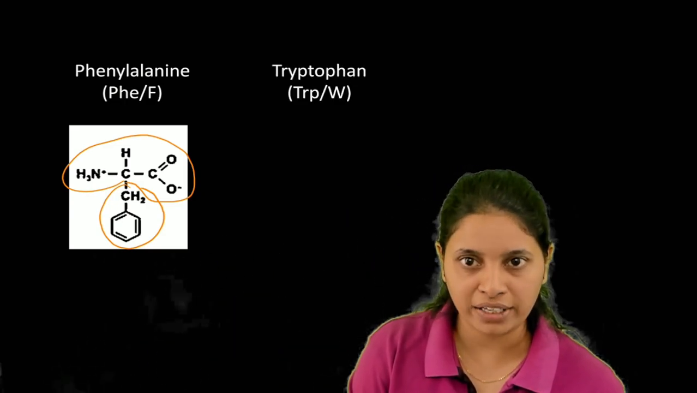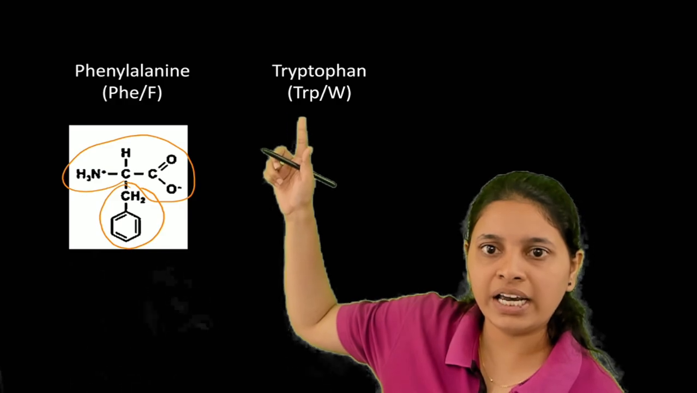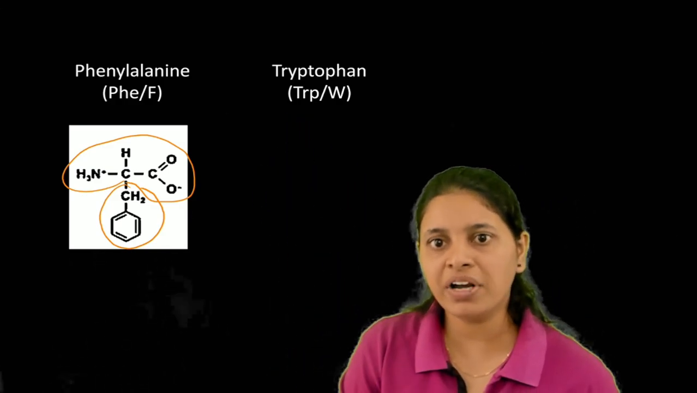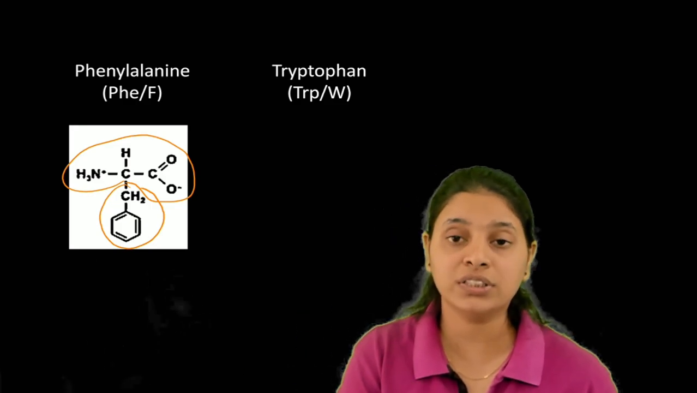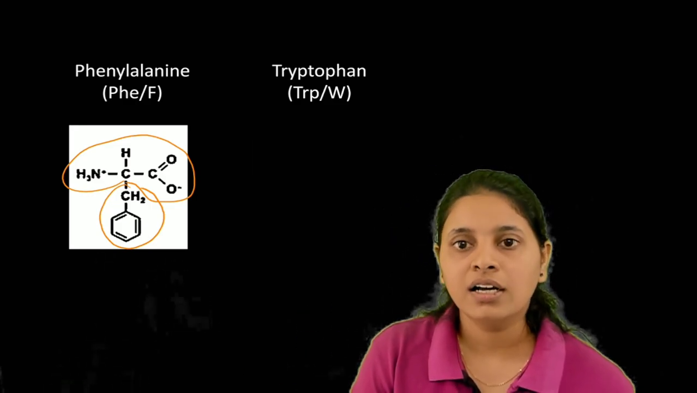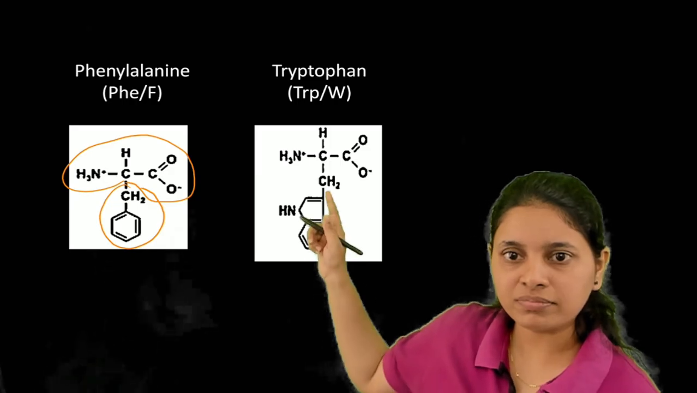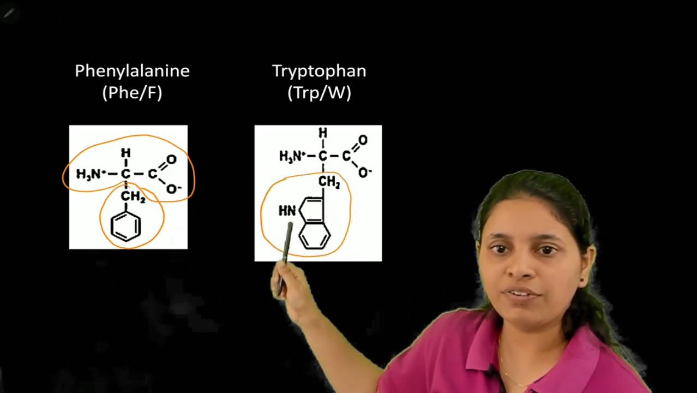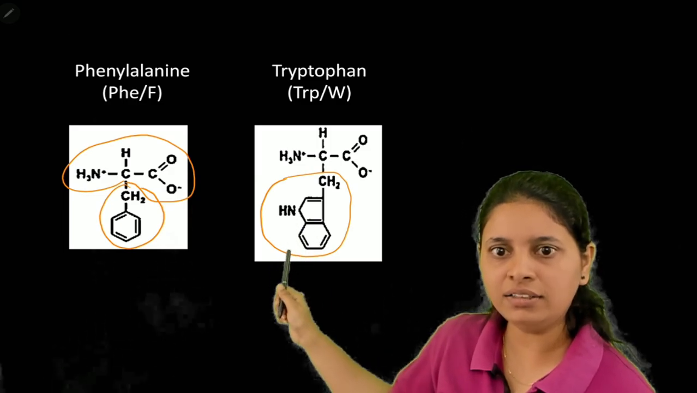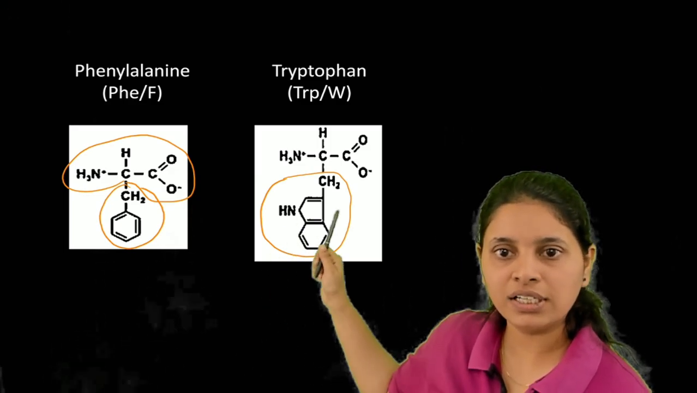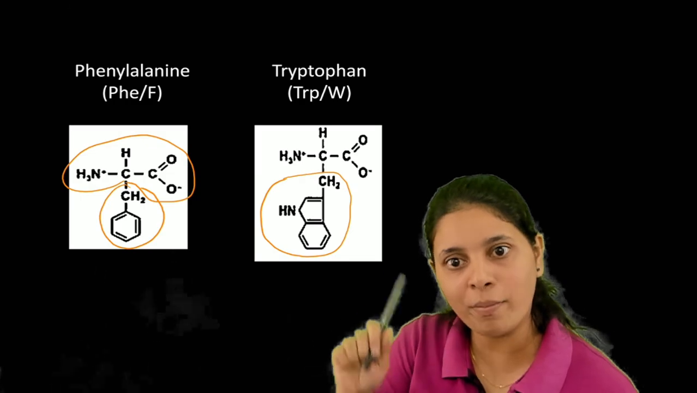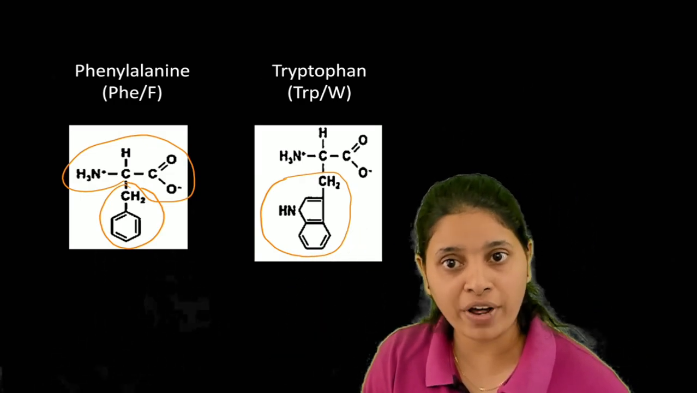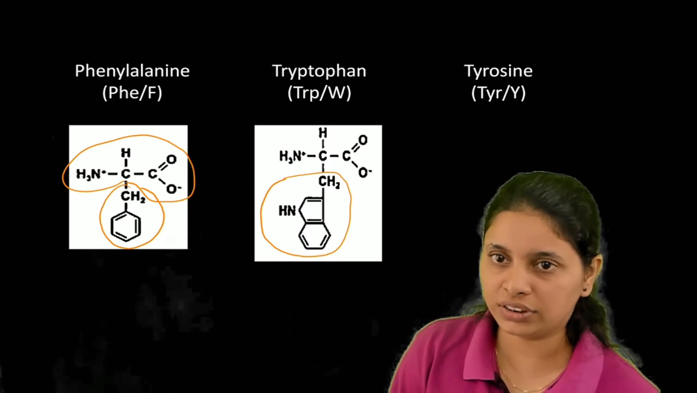Next, tryptophan, right? See the symbols also. TRP is the three letter code and W is the single letter code. Again, we can't use T because we have already used it for threonine, right? See the side chain. This is the side chain part. CH2, then this 5-membered ring with an amine and a benzene ring over here, 6-membered, right? Benzene ring. So aromatic. Again, as you have a benzene ring, it is an aromatic amino acid, tryptophan. And last, tyrosine.